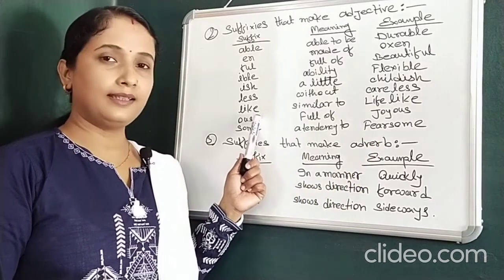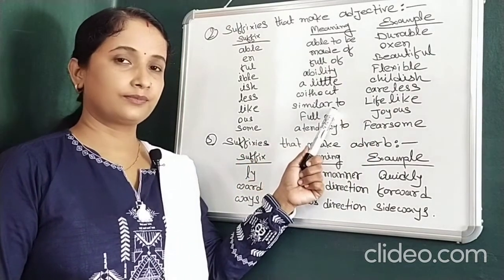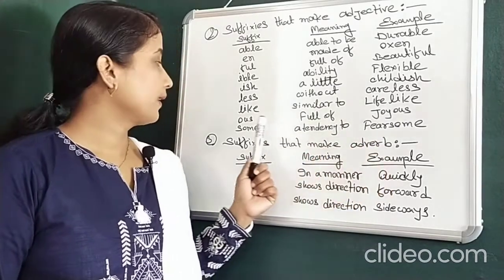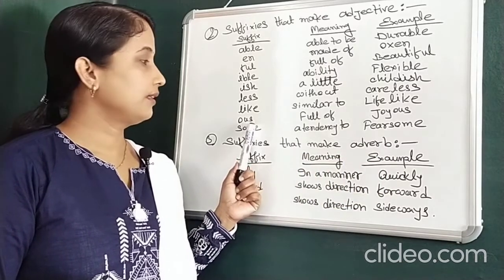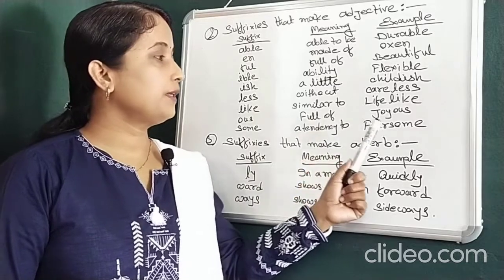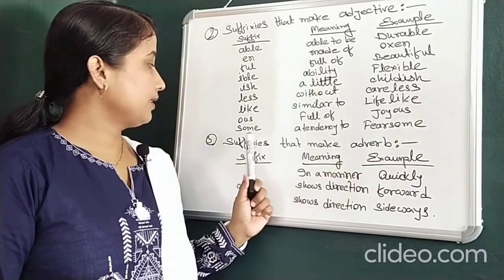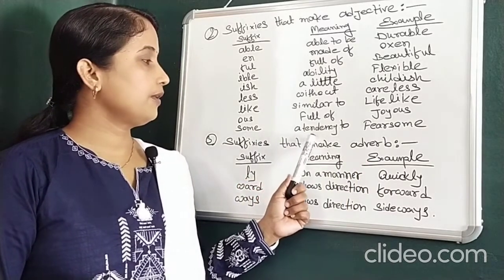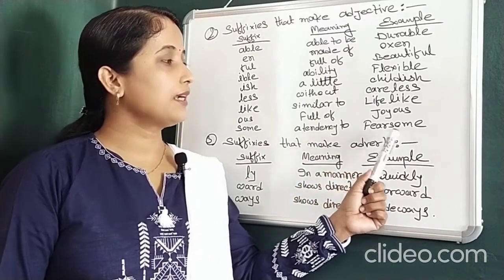Next is like. It refers to similar to. An example is lifelike. Next suffix is ous. It refers to full of. An example is joyous. Next suffix is some. It refers to a tendency to. An example is fearsome.